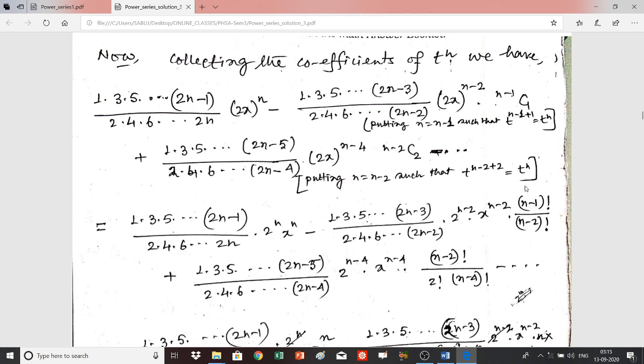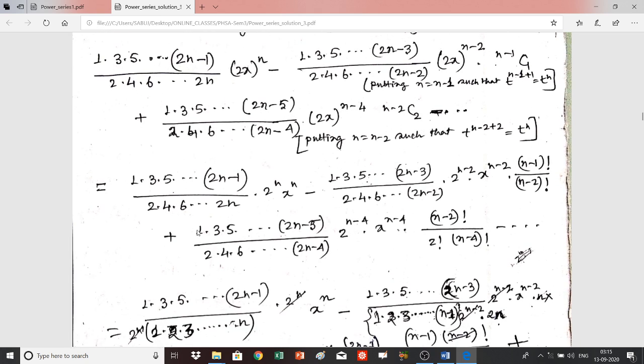I have written here that first will be the factorial n minus 1, and then 1 factorial by n minus 1, and this one will subtract from this, so n minus 2 factorial. Okay, then the third term 1 3 5 ... 2n minus 5 by 2 4 6 etc. 2n minus 4. You can write this term as 2 to the power n minus 4 into n minus 4, and this term as n minus 2 factorial by 2 factorial, written here into n minus 2 minus these 2, so n minus 4 factorial, and all other terms.